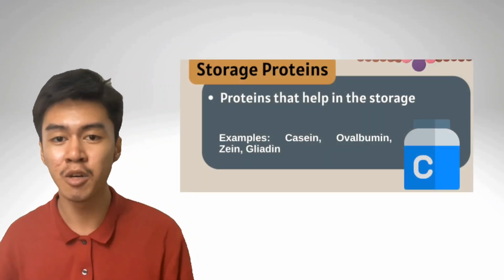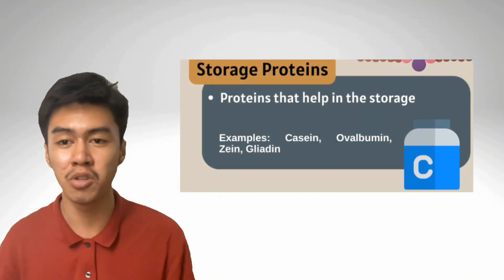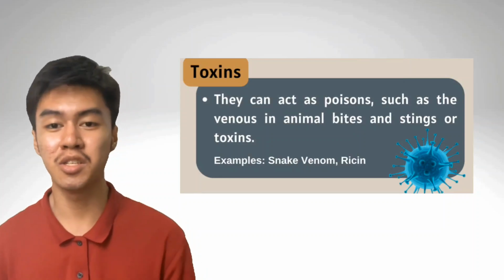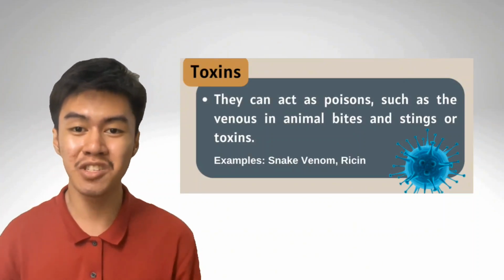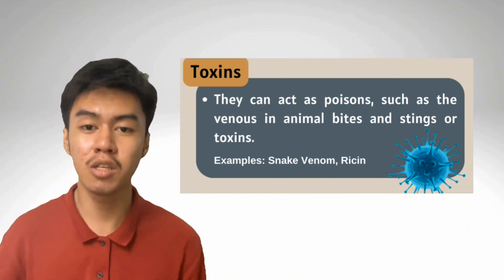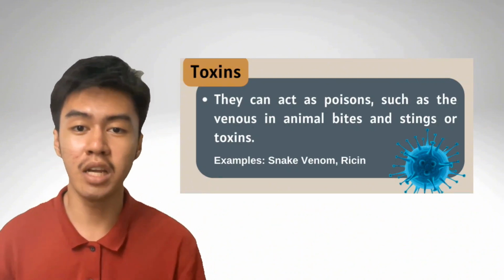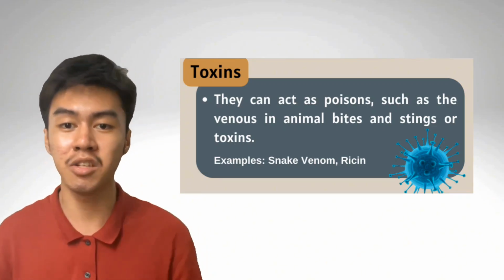Moving on to the next classification, we have storage proteins, which help in storage. Examples of it are casein, which is a milk protein, ovalbumin, zein, and gliadin. Lastly, we have toxins, which are toxic. They act as poisons such as venom from animal bites and stings. For example, snake venom, ricin, and Clostridium botulinum toxin, which causes bacterial food poisoning.